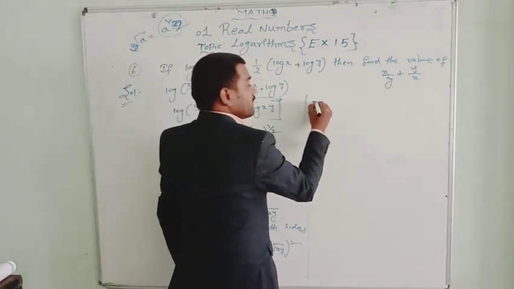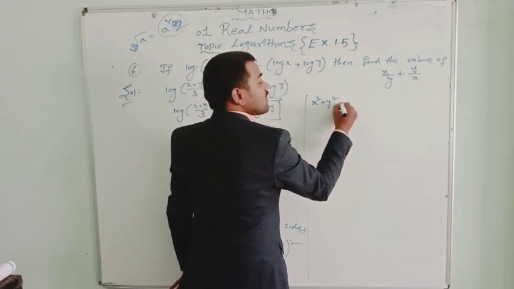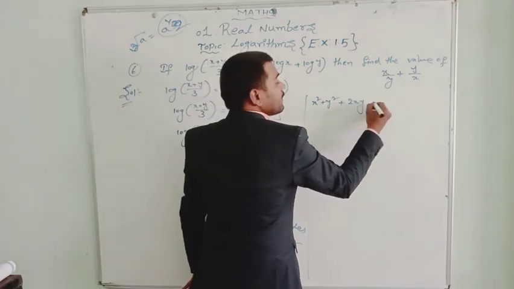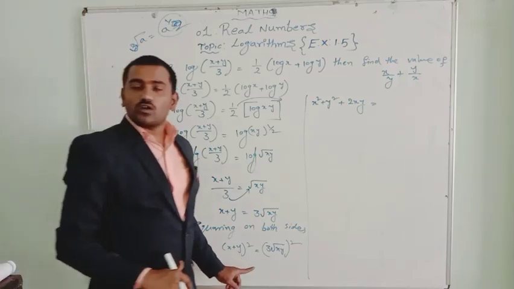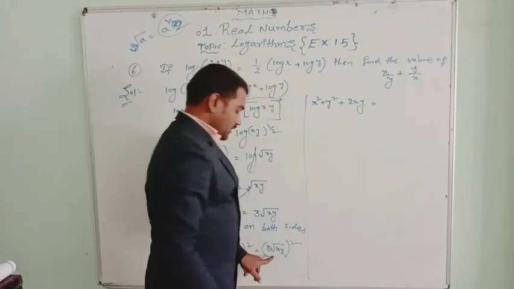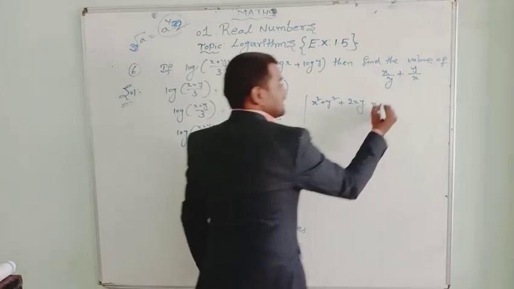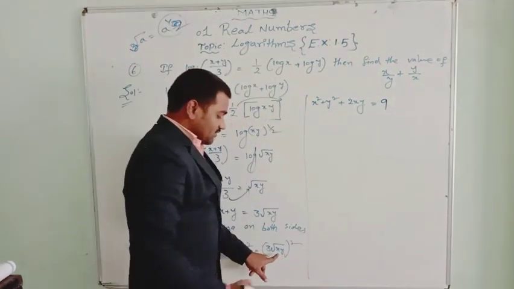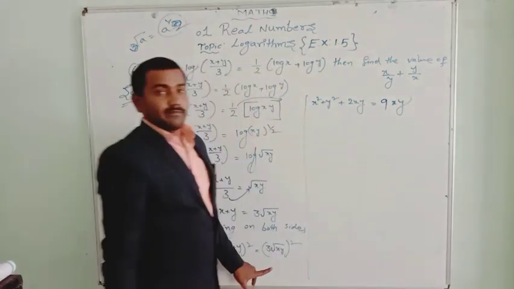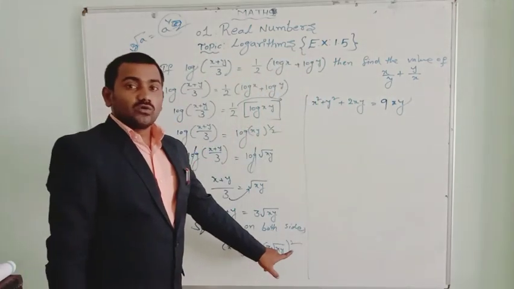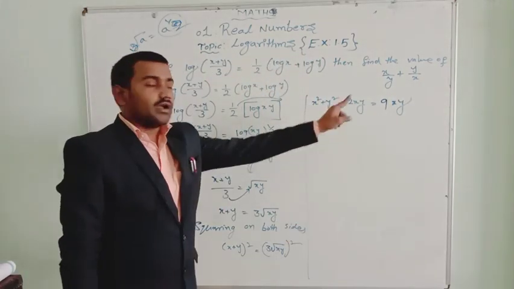It is in the form of x square plus y square plus 2xy, the (a plus b) whole square form. We expanded it as x square plus y square plus 2xy. That equals, here 3 square value is 9, and here the square and square root we can cancel. Hence we get 9xy. The value of (3 root xy) whole square equals 9xy.